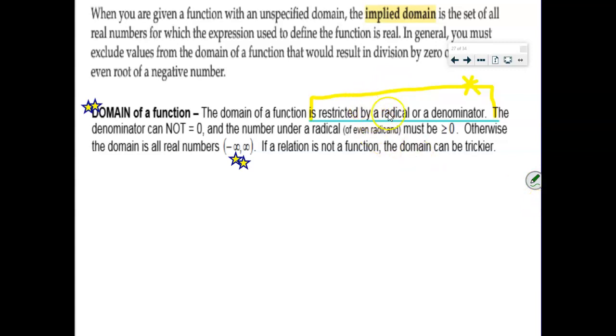Without looking at the graph, there's two things you guys have to look out for today. The first is a radical, and I'm going to one-up this: an even radical. What I mean by that would be a square root or a fourth root.